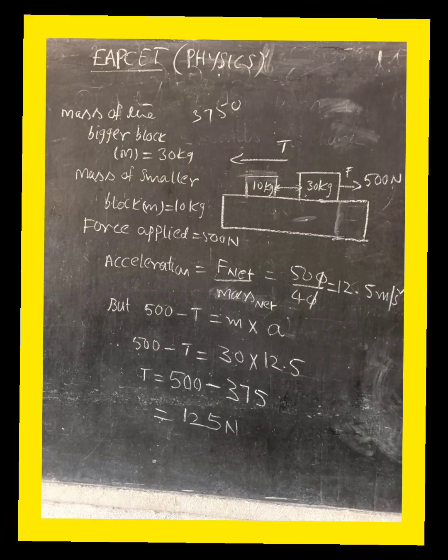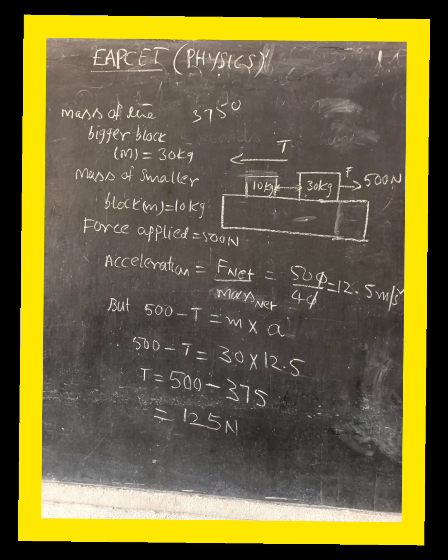Acceleration can be found by using the formula F net by m net. That is equal to 500 by 40 equals 12.5 meter per second square. Force acting and tension are in opposite direction. Therefore, 500 minus T equals m into a. 500 minus T equals 30 into 12.5.